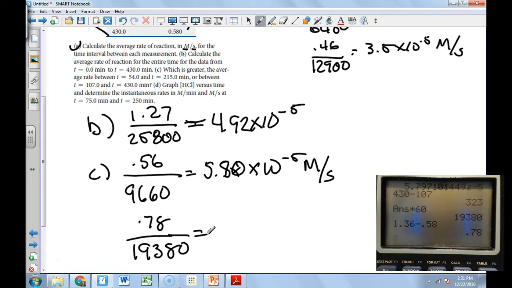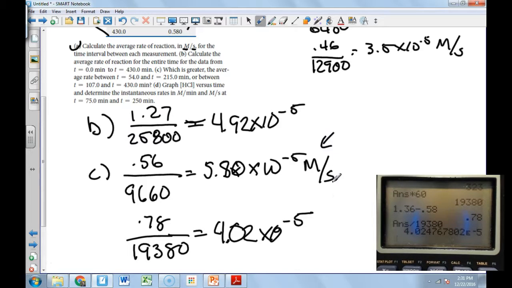We do the division, so that divided by 19,380 seconds, and we get 4.02 times 10 to the minus 5. So that shows us what we already knew. This rate is slightly greater than this rate because this happens while there's more concentration, and so this rate is greater. Okay. Now, it didn't ask us to calculate it. I showed you how to calculate it as supporting evidence.